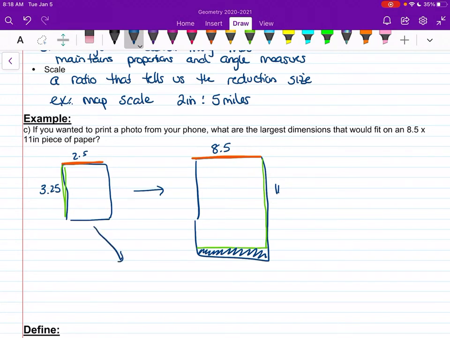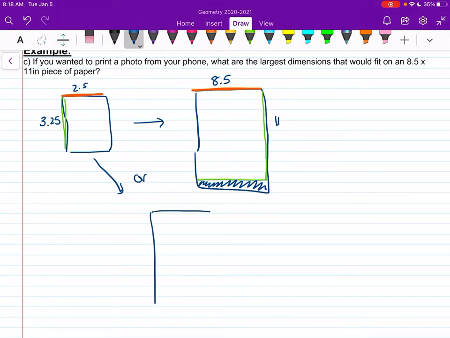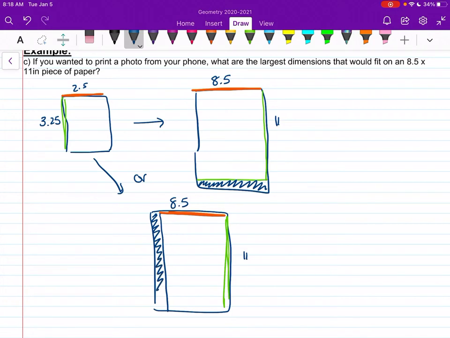Or maybe if I match the 3.25 to the 11, and then I match the 2.5 to the 8, maybe that doesn't stretch all the way, and I have a little bit of black space on the side this way, okay? So unless the proportions are perfect, I'm going to be in one of these two scenarios. So let's talk about how that's going to work.